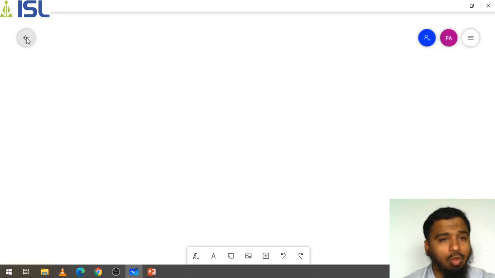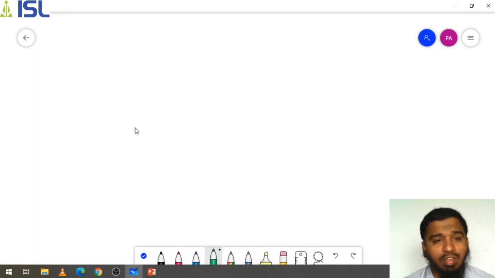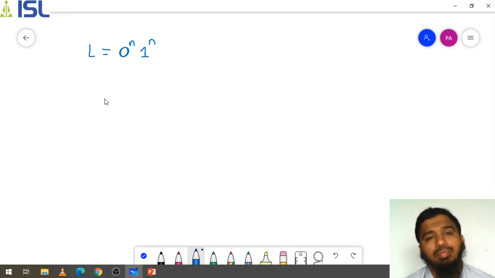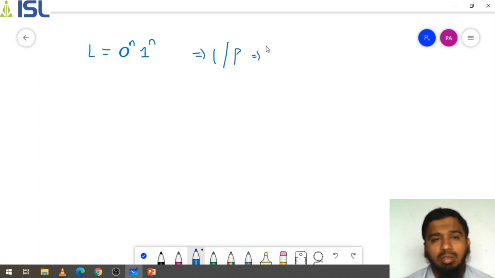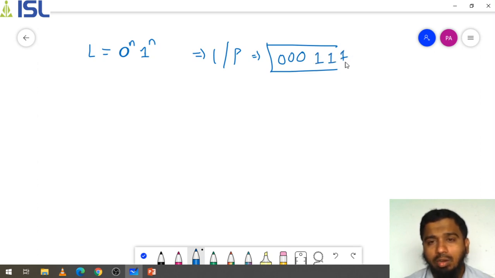So let's go here and write the language. What is my language? L is equal to 0 power n 1 power n. I am taking the input string, the same example I showed you, 0 0 0 and 1 1 1. So this is my string.